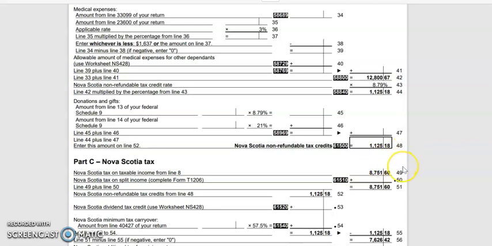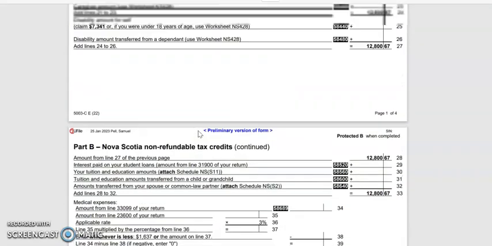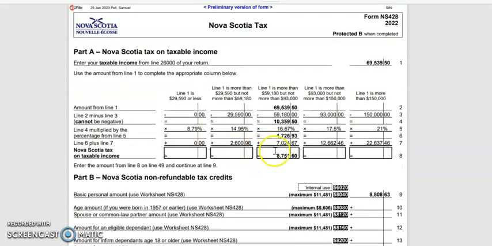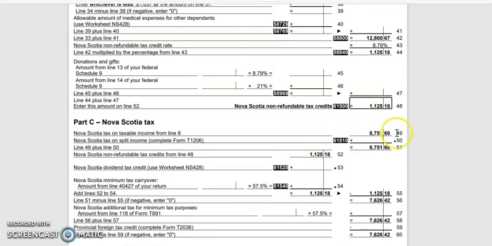Okay. So now that we know what our tax credits amounts are, we need to figure out what our Nova Scotia tax is. So we go back up to line 8, where we figured out the Nova Scotia tax on taxable income. So our matrix, which is 8751.60, we write that down, 8751.60. We don't have the split income. So again, this is very similar to what we just did for the federal. So we carry that down.